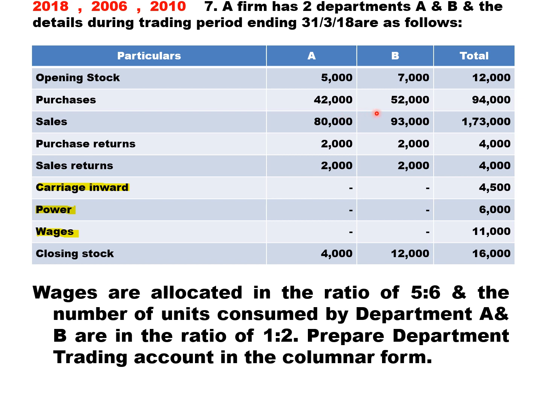Purchases are given: A 42,000, B 52,000, and total. Sales are given specifically for A and B, and total. Purchase return is given specifically for A and B, and total. Sales return is also given for A and B, and total. So students, the area of concentration is only 3 for you.